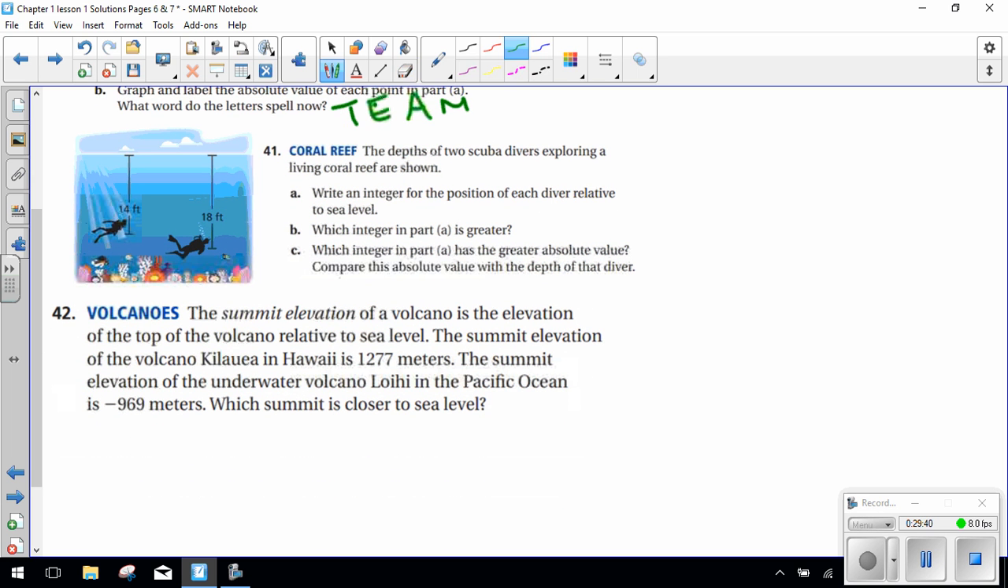41. For 41, we have to use the diagram that we see here to the left. So let's take a look. The depths of two scuba divers exploring a living coral reef are shown. So for part A, write an integer for the position of each diver relative to sea level. Okay, sea level is zero. Sea level is the point where you're on the sand and your feet can kind of touch the water. So you're not necessarily in the water, but you're about to get in.